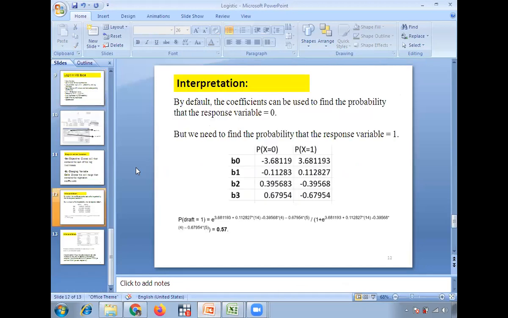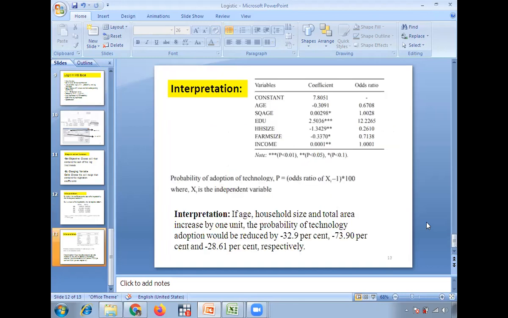Based on all these things, like I told you, by default, the coefficients are used to find the probability that the response will be 0. For all the values, to find the probability of response equal to 1, we are just interchanging the sign. And this is more important: there we can find the contribution of the independent variable to the dependent variable, that is, probability.